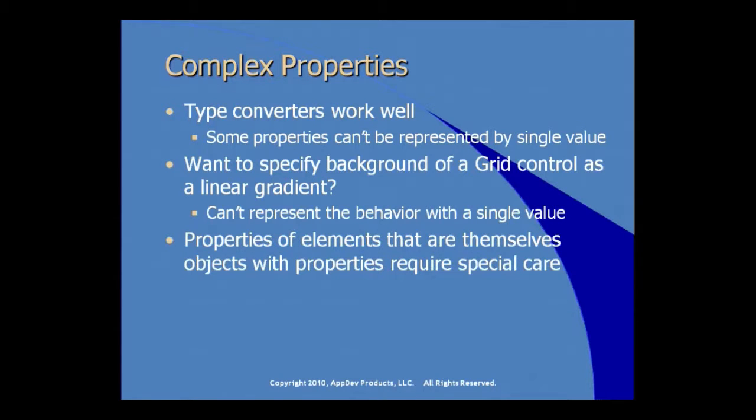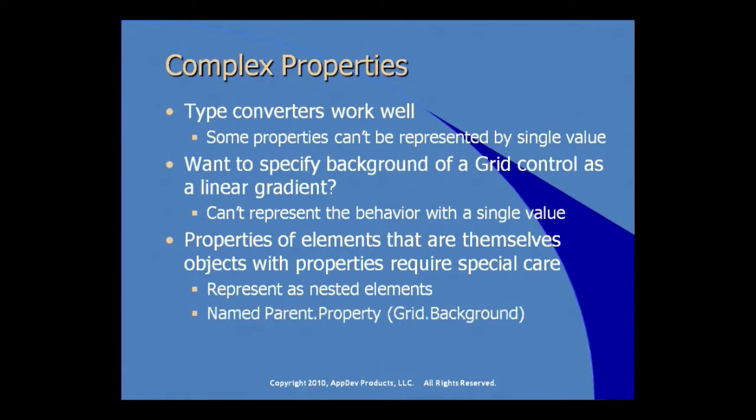Properties of elements that are themselves objects with properties, like the linear gradient, require some special care. We'll represent them as nested elements, and we'll name them parent.property, like grid.background. So rather than being attributes, these properties will be represented as elements instead.